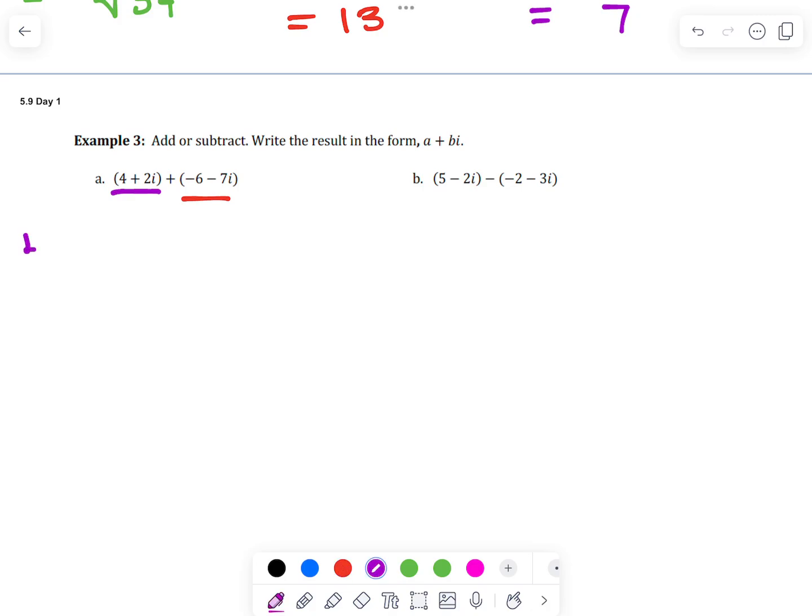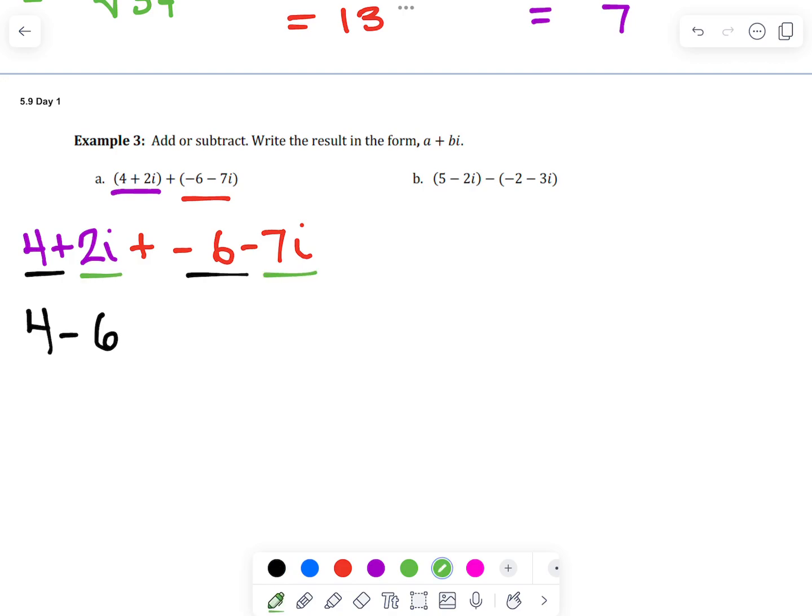So what I'm going to do is go ahead and drop the addition symbol. So we have plus, and then negative 6 minus 7i. So think of these as like terms. So we have the real piece and the real piece, so I'm going to just go ahead and group those together. And then I have the imaginary piece and the imaginary piece. I'm going to group those together as they are the like terms.